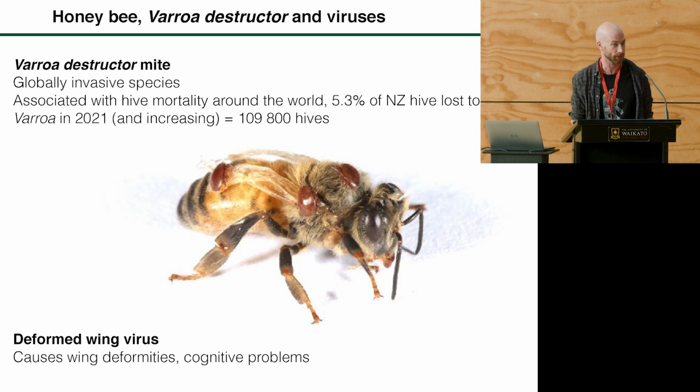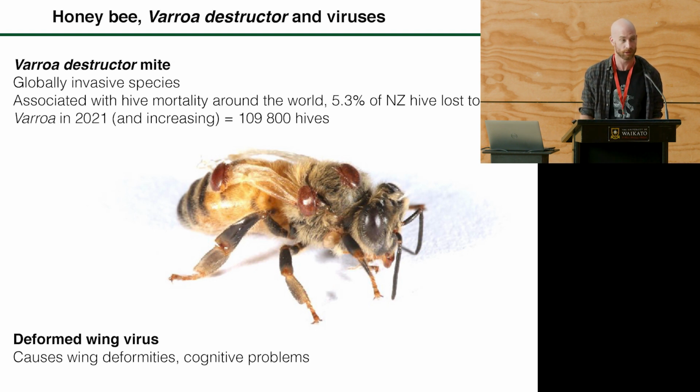Varroa destructor is a globally invasive species that pretty much affects all the honeybee populations around the world. Until earlier this year, we could say that Australia was the last significant landmass to be devoid of varroa, but it's not true anymore. Fingers crossed they can eradicate it. They're still trying to do that. And it's an ectoparasite that is associated with hive mortality around the world.